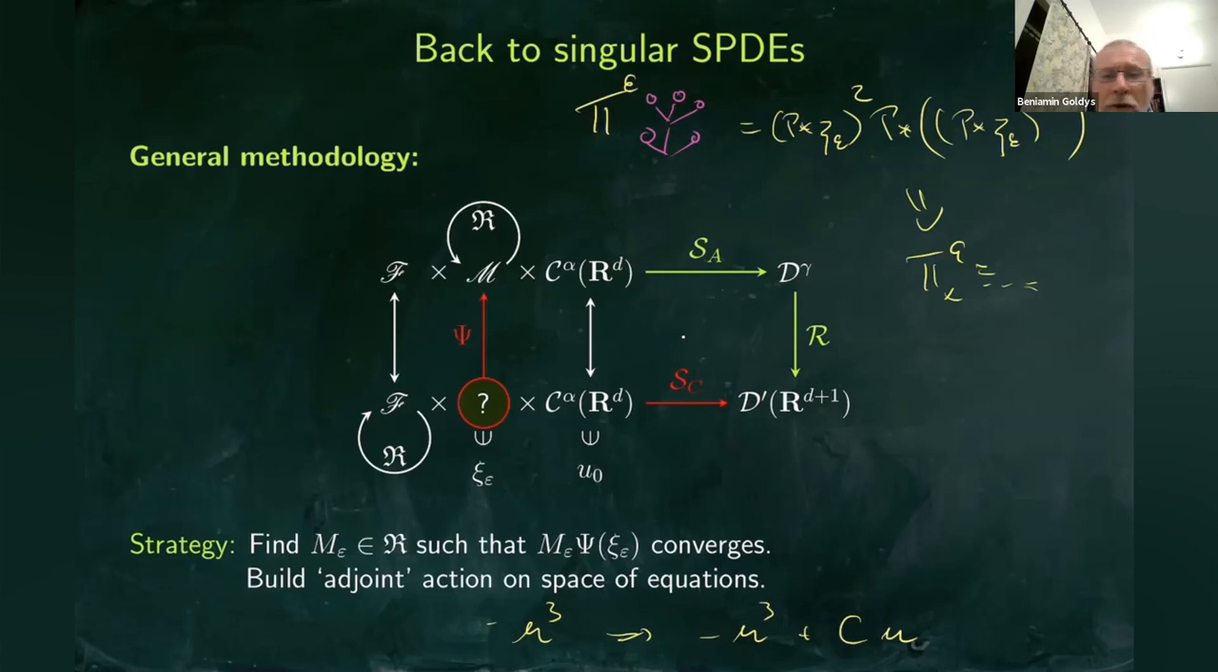Both your examples were stochastic PDEs with additive noise. If you have non-trivial diffusion coefficients, do you need to change much? No. Multiplicative noise is fine. But it can be nonlinear. It can be nonlinear. It's not a problem.